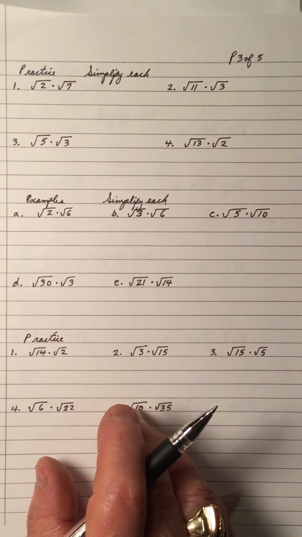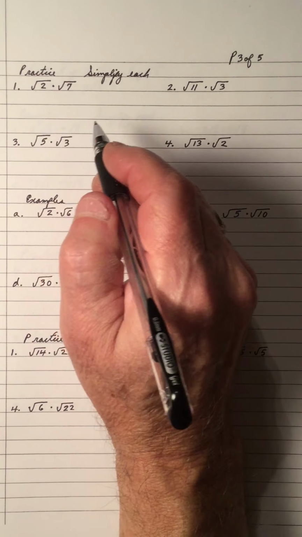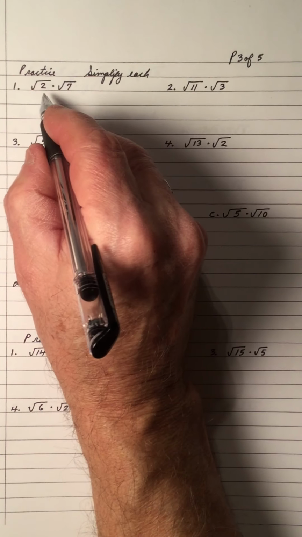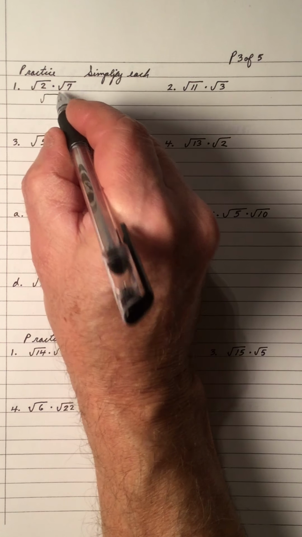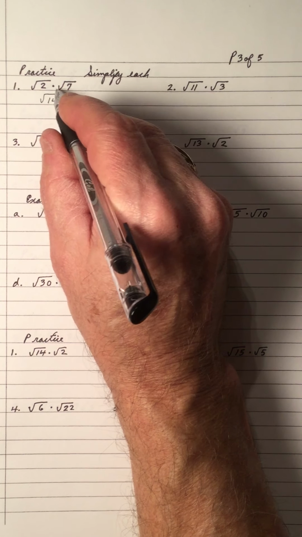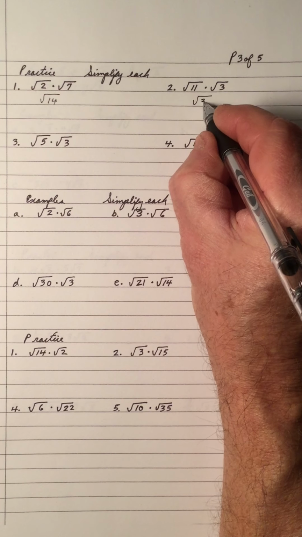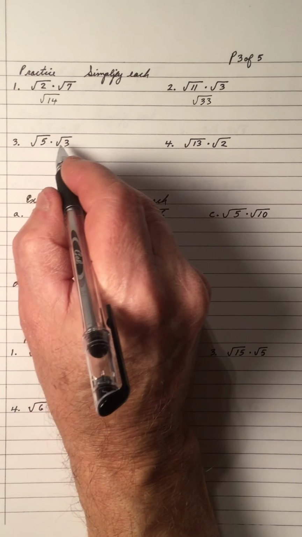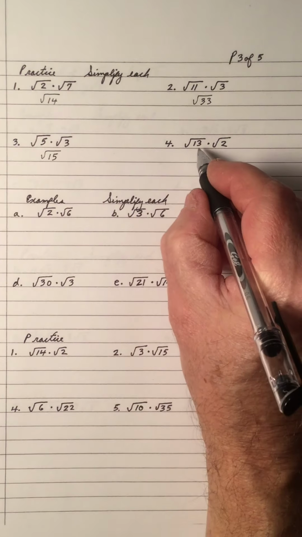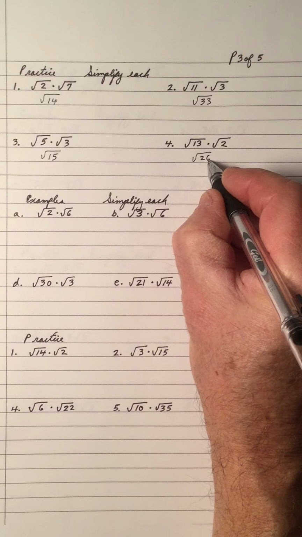Okay. Practice. Practice means pause your video, work out the answers, and press play to see if you're right. That's the way I organize my videos. Root 2 times root 7 is the root of 2 times 7, 14. Now I'm not writing out the 2 times 7 underneath the root. Root of 11 times the root of 3 is the root of 11 times 3, which is 33. Root 5 times root 3 is the root of 3 times 5, which is 15. Root 13 times root 2 is the root of 13 times 2, which is 26.